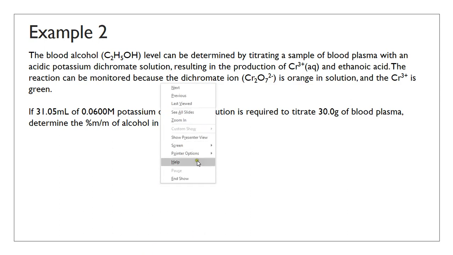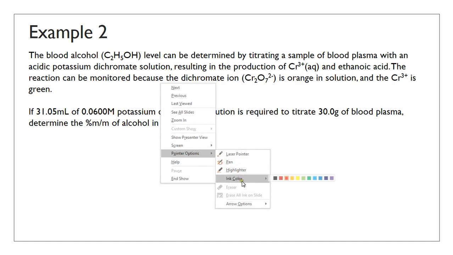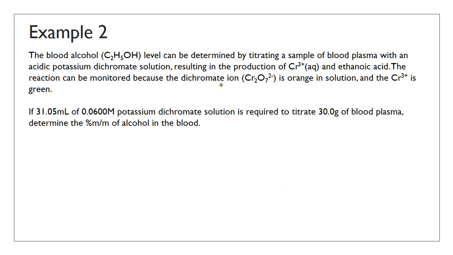The blood alcohol ethanol, so this is ethanol level. The blood alcohol level can be determined by titrating a sample of blood plasma. So once again, now level is a little bit vague, but I think we're after concentration of ethanol here. The concentration of ethanol normally is measured in percentage mass by mass, so when we say 0.05 or 0.5, that's actually concentration percentage mass by mass, not mole per liter.